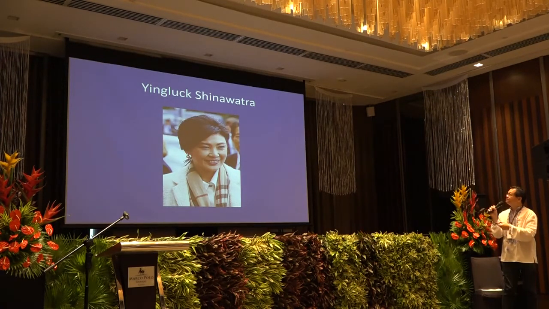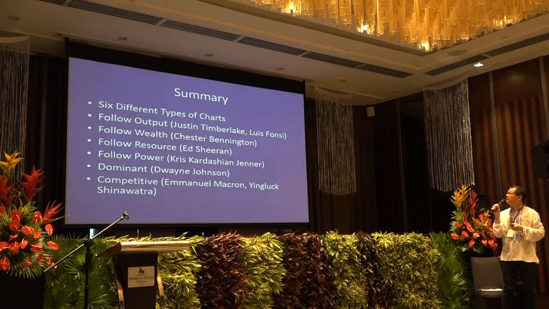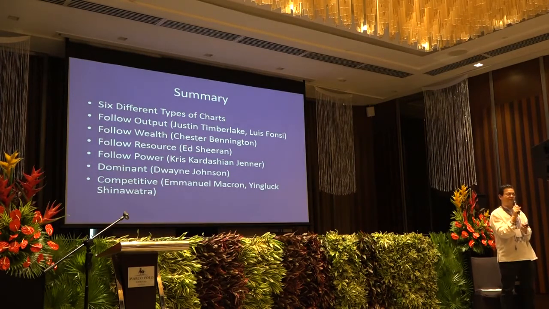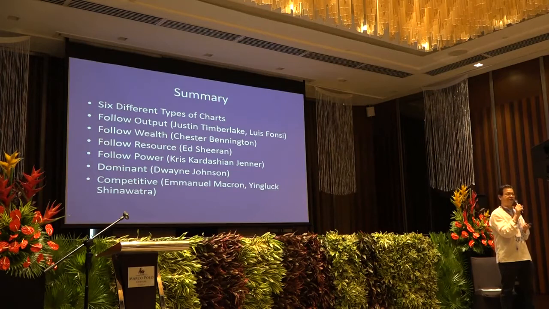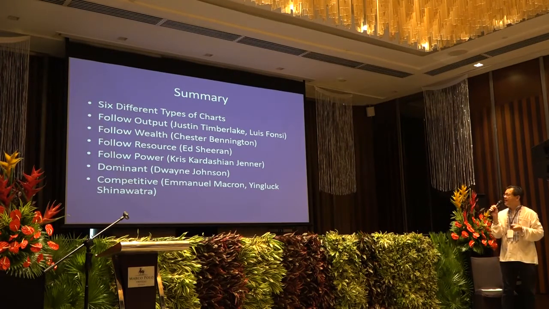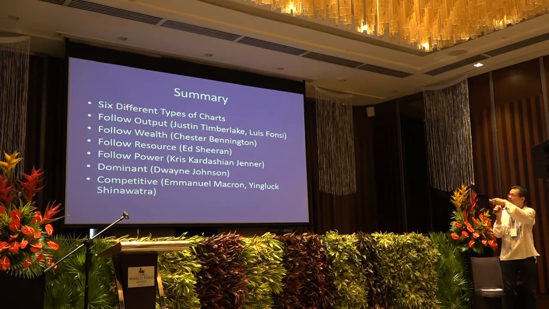So in summary, there are 6 different types of charts. The first one was follow output, Justin Timberlake and Louis Fonsi, both very good singers. Number 2, follow wealth, Chester Bennington from Linkin Park. Number 3, follow resource, Ed Sheeran. Number 4, follow power, Kris Kardashian Jenner. Number 5, dominant chart, dominant water, Dwayne Johnson. And number 6, competitive chart, Emmanuel Macron and Yingluck Shinawatra. So those are the basic charts that you look at first to classify. This is the beginner step, so you know these are the different types of charts that are present.